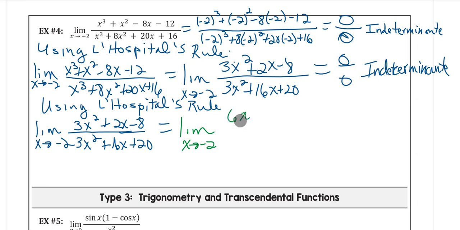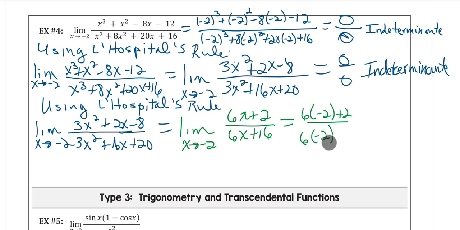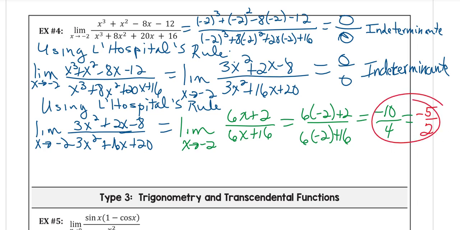So we get 6x plus 2 over 6x plus 16. So now when we substitute, we get 6 times -2 plus 2 over 6 times -2 plus 16. So we get -12 plus 2, that's -10. -12 plus 16 is 4. So you can leave your answer that way, or if you want to reduce it, you can reduce this to -5 over 2. Okay, so you can keep going with L'Hopital's rule, that's the thing.